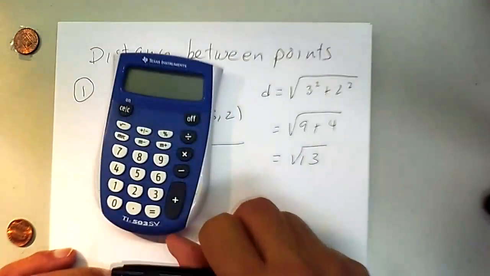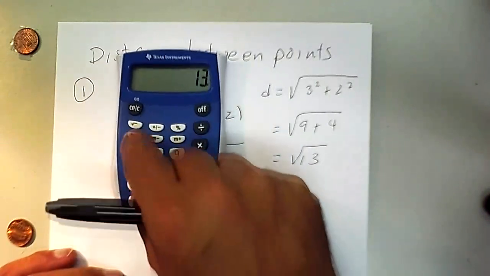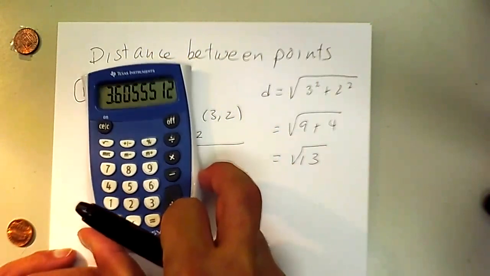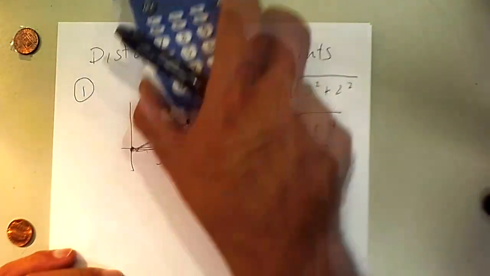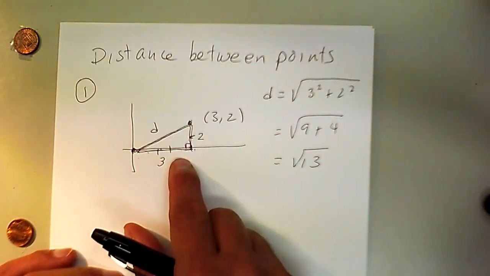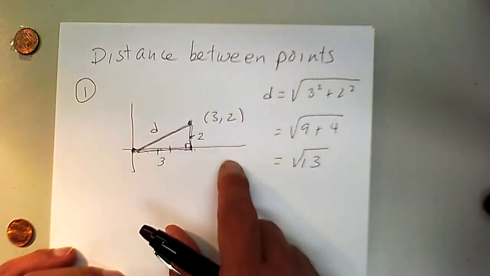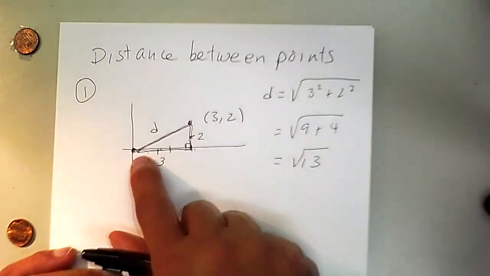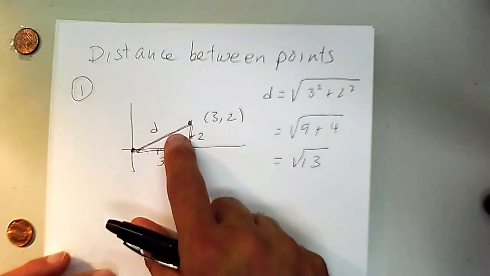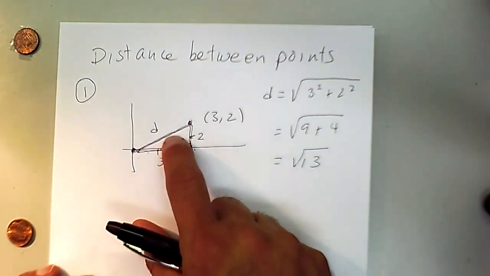Now, I just want to have an idea of how much that is. 13 square rooted, and that is about 3.7. No, 3.6. Okay, so that's about 3.6. Don't write down the 3.6. I just want to have an idea of how much it is. It is more than 3, remember. Not quite 4, 3.6. It's longer than 3. It has to be because it is the diagonal and this is horizontal. So this is longer, not super duper longer, but it is longer.